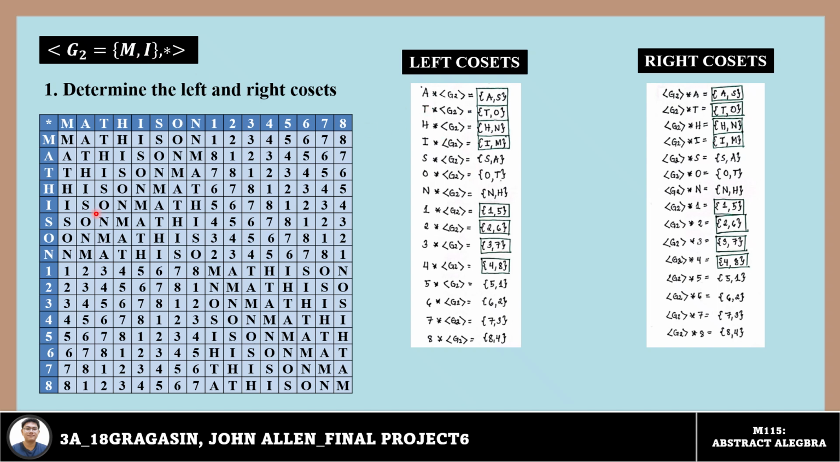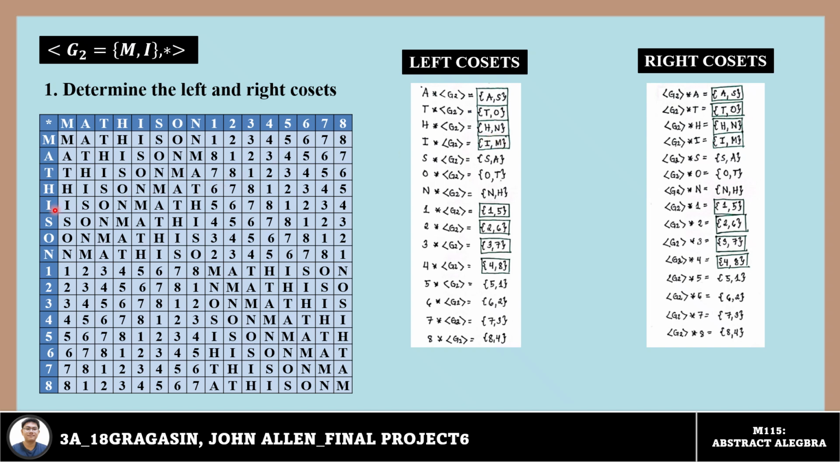So in here, A star M, which is this. Our answer here is A, and then A star I is S. That is why our answer here is A and S. And then for our element T, we operate T with M. So we have here the answer T. And then T star I, we have O. That is why our answer here is T and O. And then for the element H, we have H star M, we have H, and then H star I, we have N. That is why our answer here is H and N.